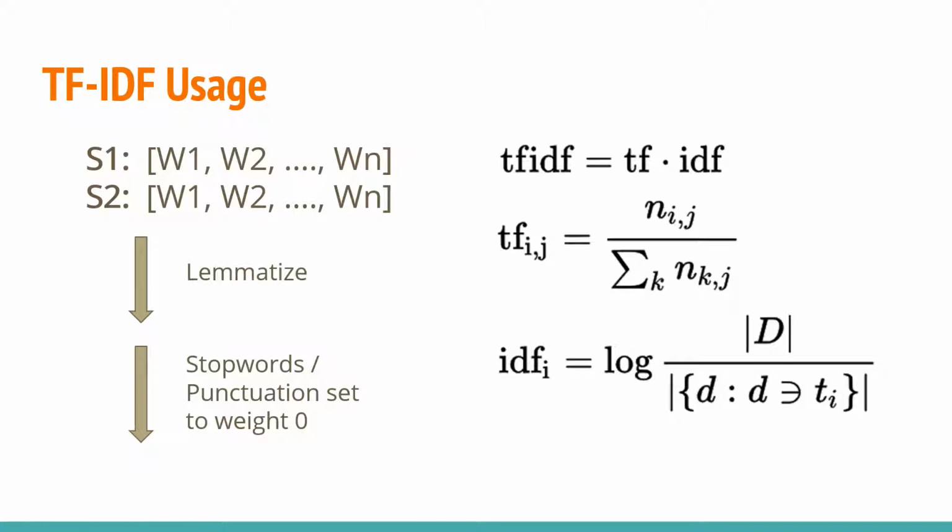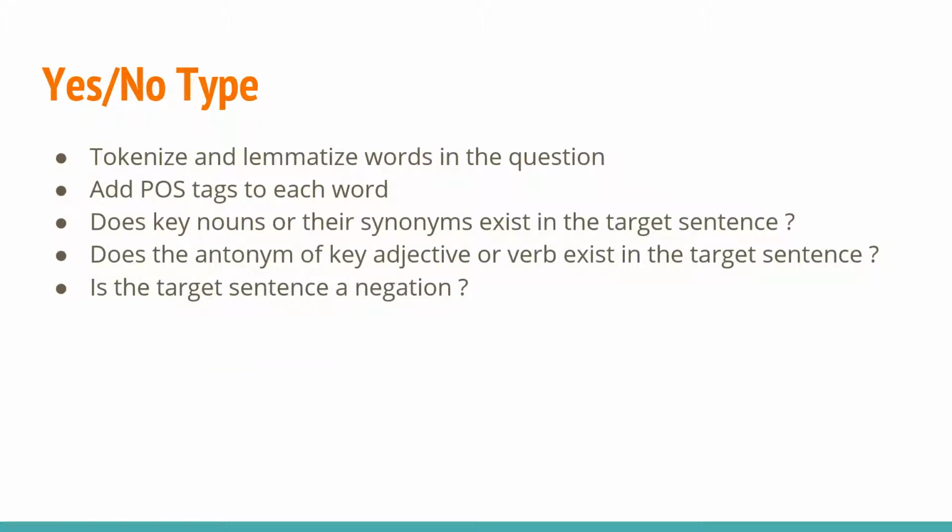When we see a yes-no type of question, we add part-of-speech tags to every word in the question and extract the key nouns, adjectives, and verbs. We will output no when their synonyms do not exist in the sentence or their antonyms exist in the sentence. Finally, if the target sentence is a negation, we simply negate our previous answer.